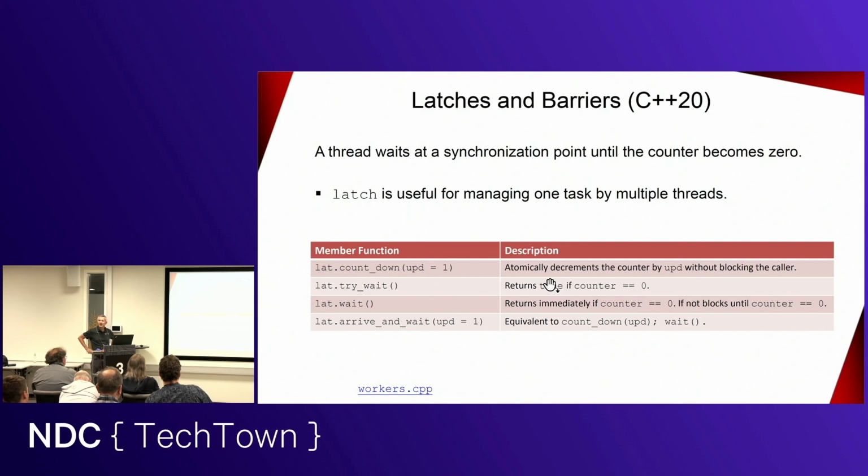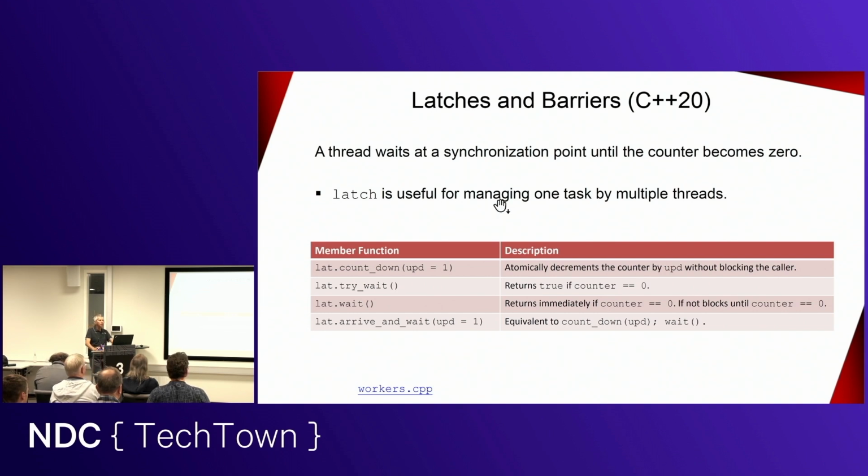Okay, we also get latches and barriers in C++20. It's a pretty easy synchronization mechanism. You have a synchronization point, and all threads wait here until a counter becomes 0. Okay, and we have it in 2 ways. We have a latch and we have a barrier. The latch is for the one-way iteration, the barrier for the more than one-way iterations.